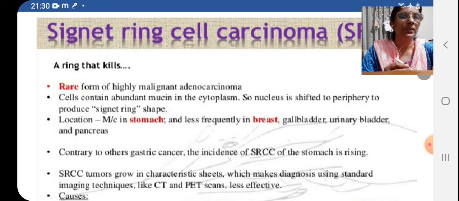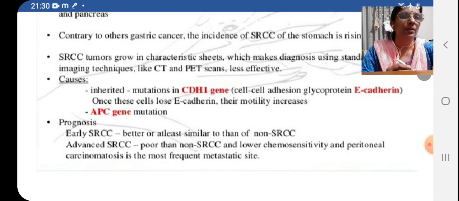This is some words about signet ring carcinoma. You can just go through that.